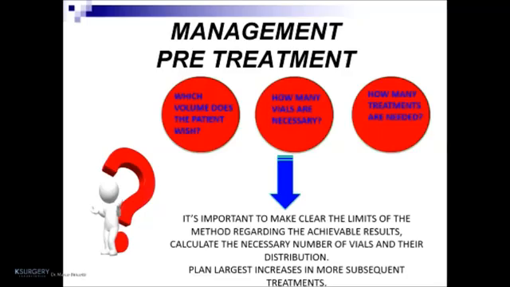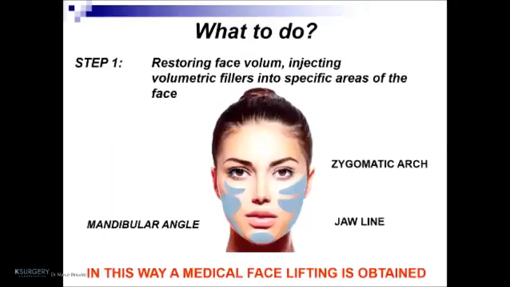Management pre-treatment. Which volume does the patient wish? How many vials are necessary? How many treatments are needed? So it's important to make clear the limits of the method regarding the achievable results. Calculate the necessary number of vials and their distribution. Plan the largest increases in subsequent treatments.